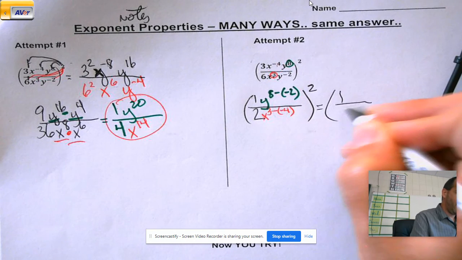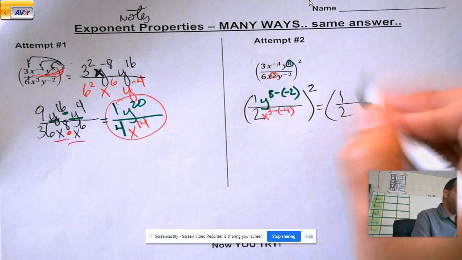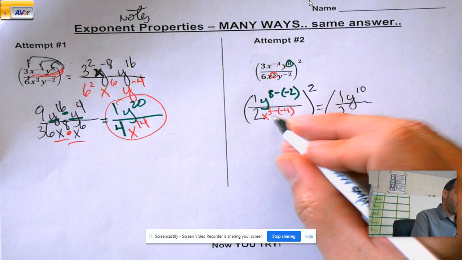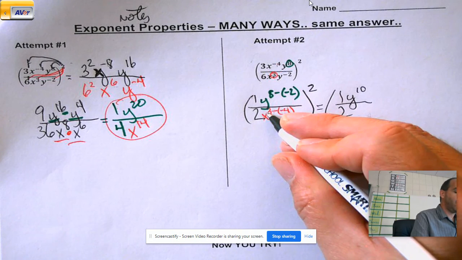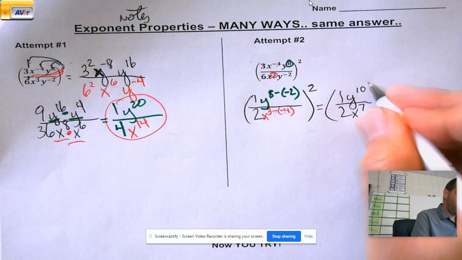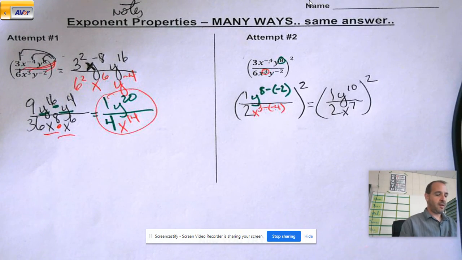So let's see what we end up with here. 8 minus negative 2 would be the same as 8 plus 2, which is 10. Then down here, 3 minus negative 4 is the same as 3 plus 4, which is 7. And you can kind of start to see where we're heading here.